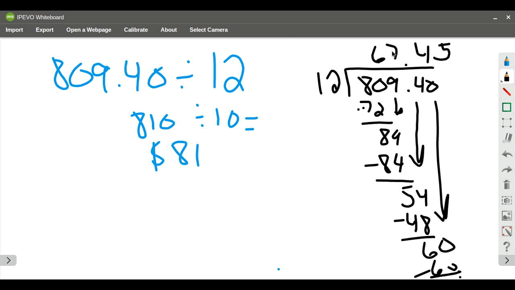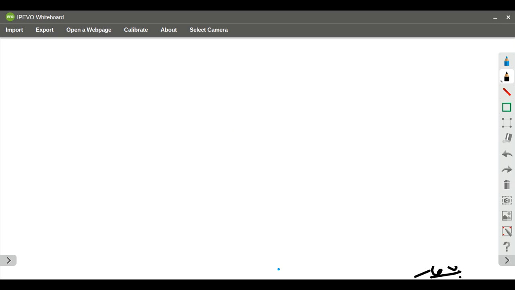So the monthly payments are going to be $67.45. It's a little low compared to $81, but still reasonable because we have to remember that here I rounded down and here I rounded up. So this was an overestimate of what her monthly payments were going to be.